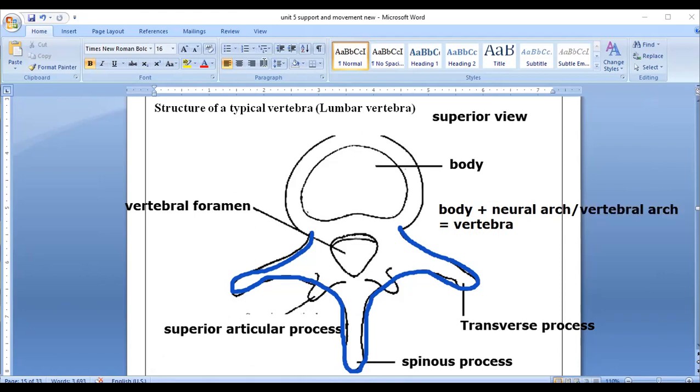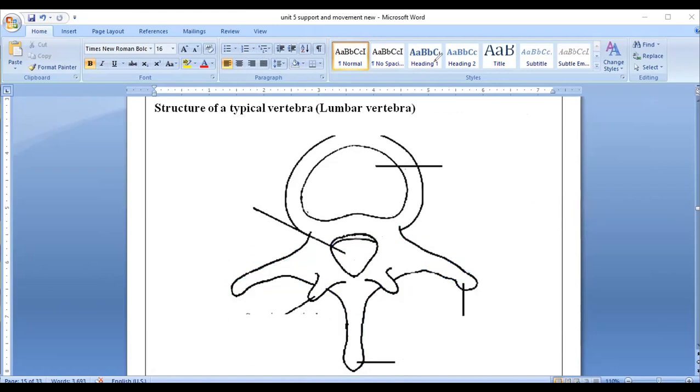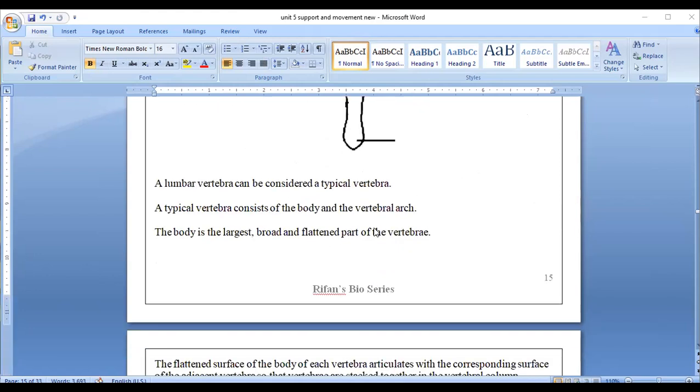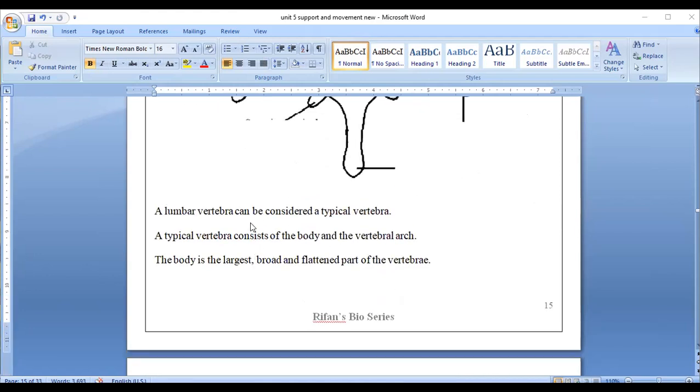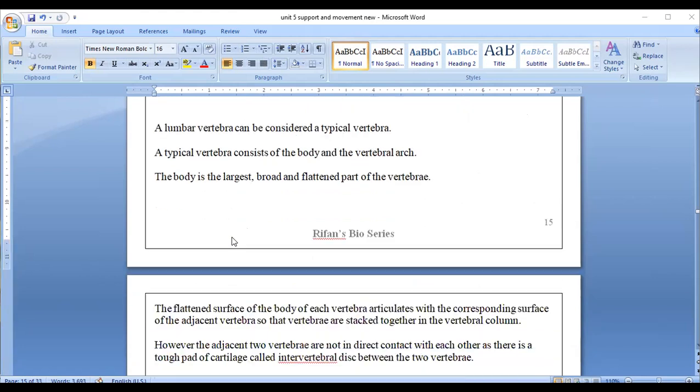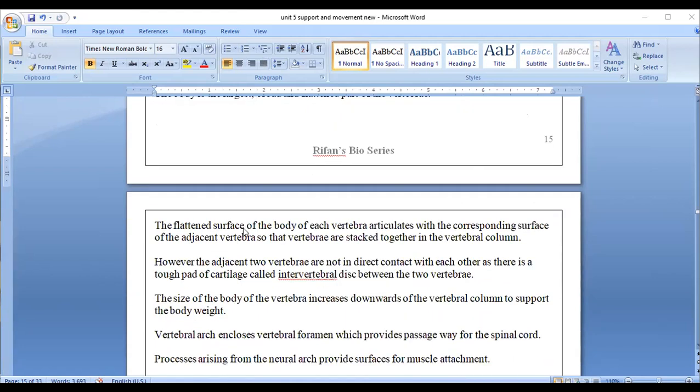Vertebra. Here, the vertebral foramen: this part is made by the body, and this part is made by the neural arc or vertebral arc. Clear? Yes, sir. So like that, you have to understand the basic parts of the vertebra.